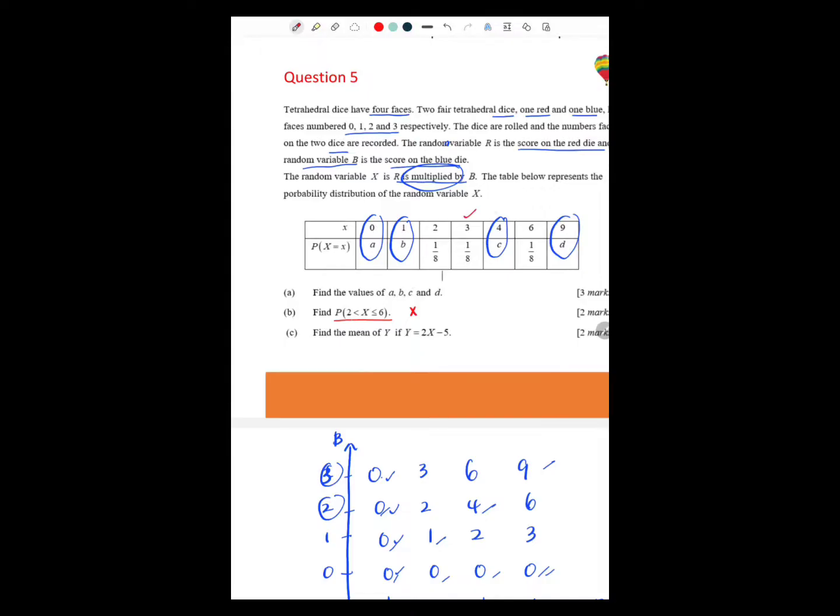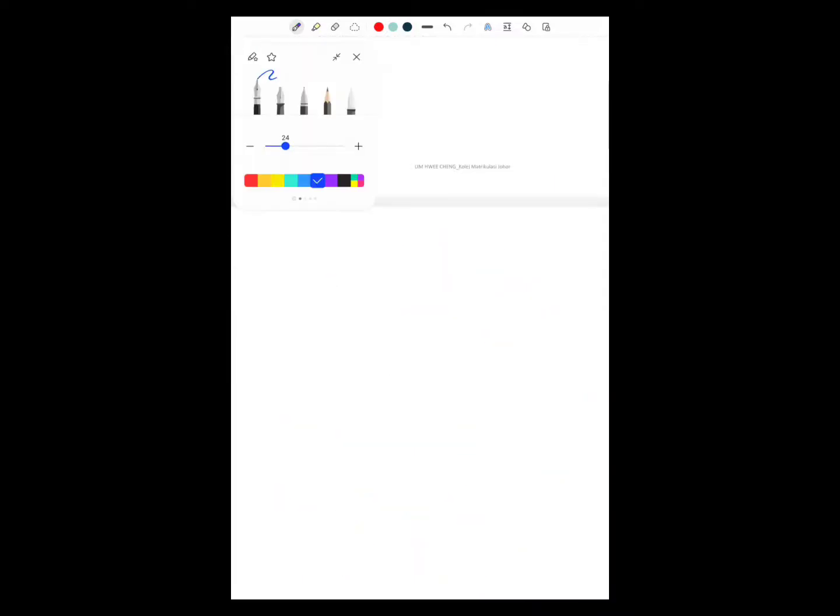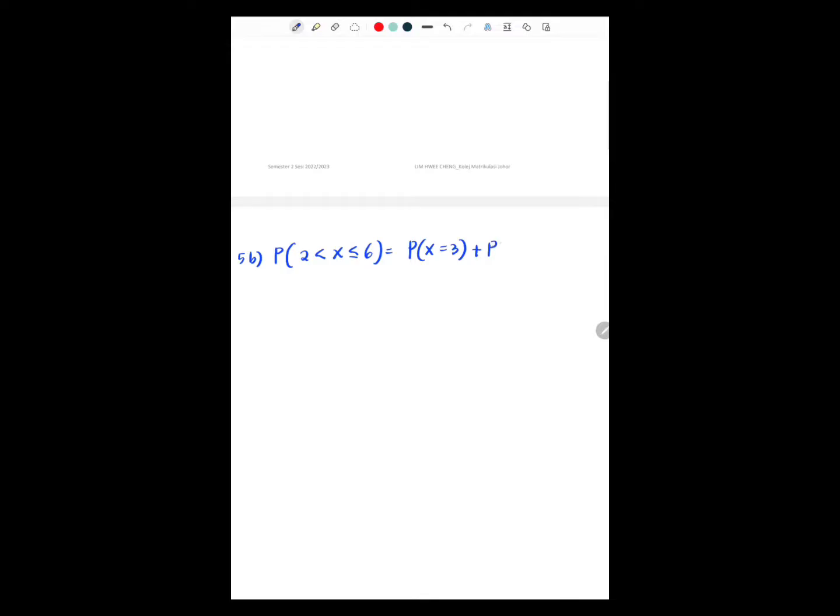Sebab dia tak masuk 2 kan. Jadi 3, 4, 6 only. 3 ni. Jadi kita totalkan 3 tu. Total 3 tu for question 5B. This one 5B. Alright. X equals to 3 plus X equals to 4 plus X equals to 6. 2 is not included. Alright. So it's only 3, 4, 6.